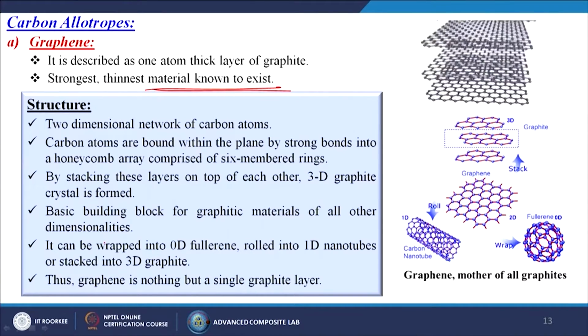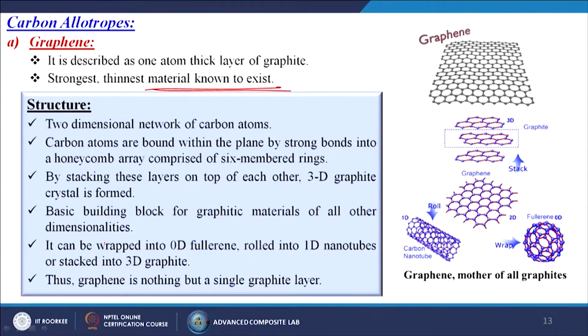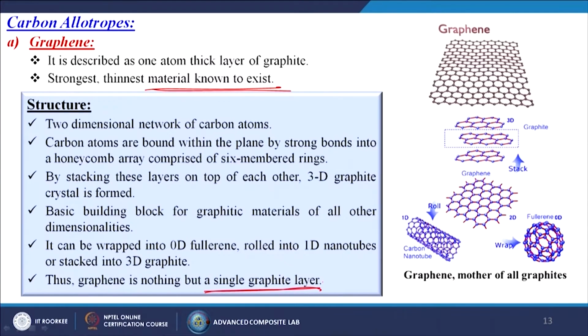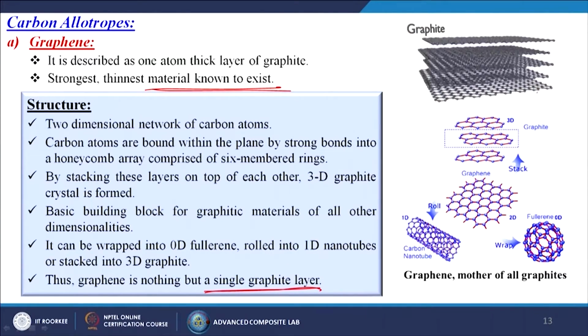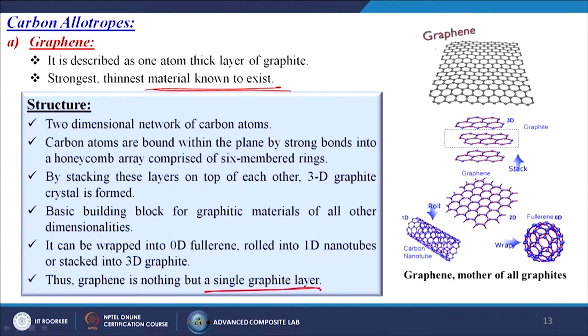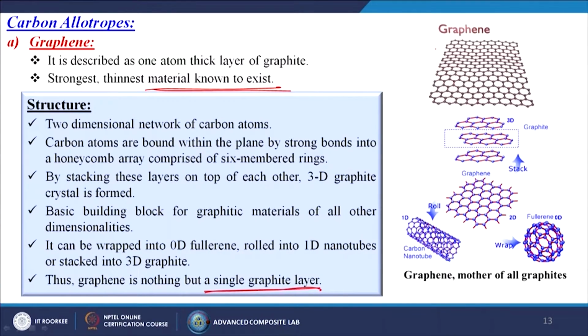It can be wrapped into 0D, and then we call it a fullerene, rolled into 1D, we call it a nanotube, or stacked into 3D, that is graphite. Generally graphene is 2D in nature. Thus graphene is nothing but a single graphite layer. You can see in this image a stack of layers, which is known as graphite, and a single layer, which we call graphene.